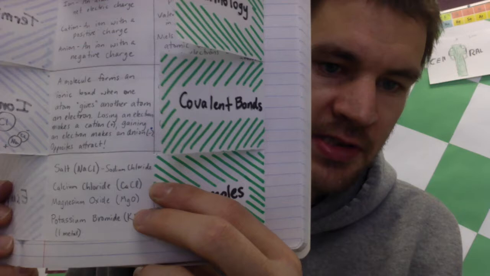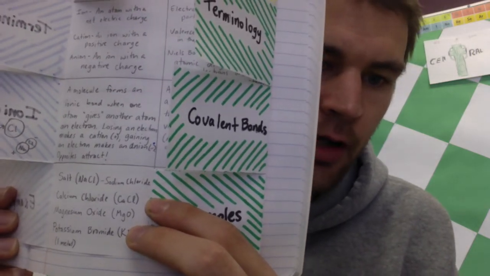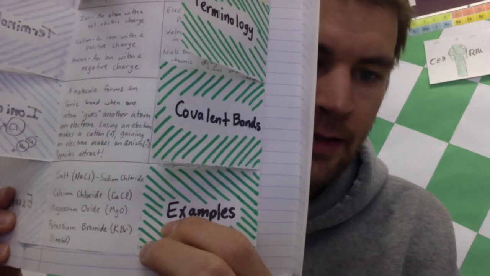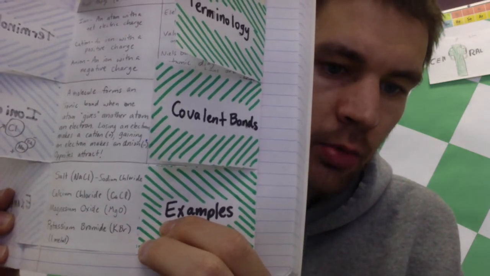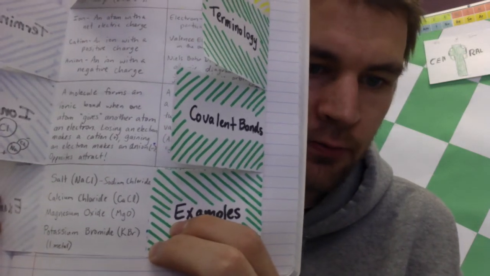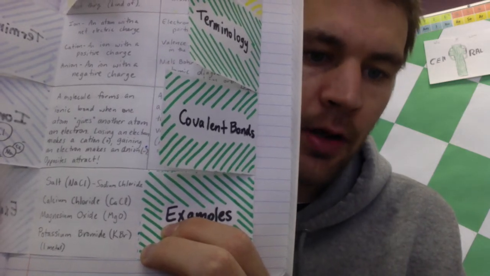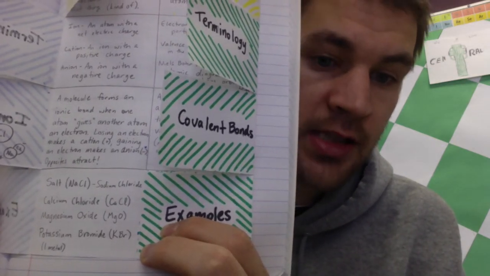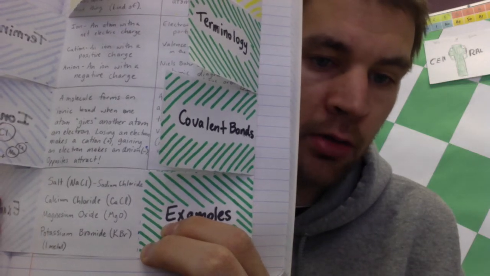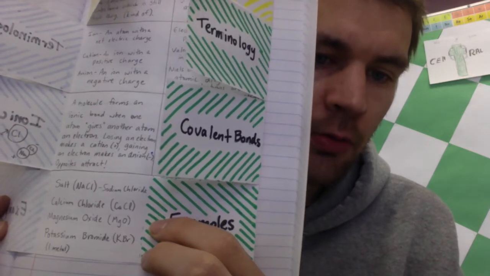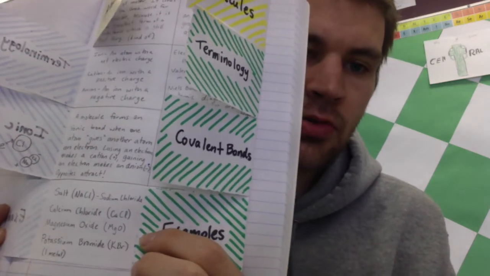And here we have some more examples. Table salt, sodium chloride, calcium chloride, magnesium oxide, potassium bromide. Those are all examples. Now, here we have a rule of thumb, and of course there's always an exception, but usually ionic bonds almost always have at least one metal. So here, sodium is a metal that's combining with chlorine. Great, so that is ionic bonds.